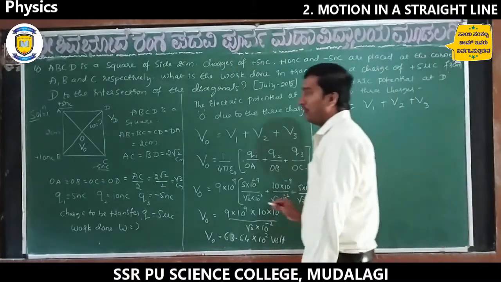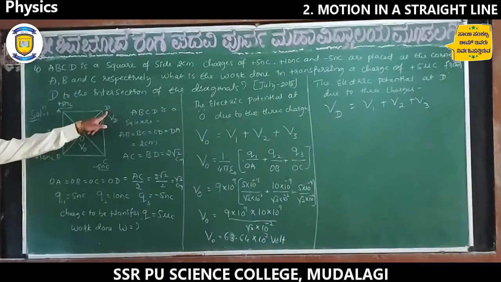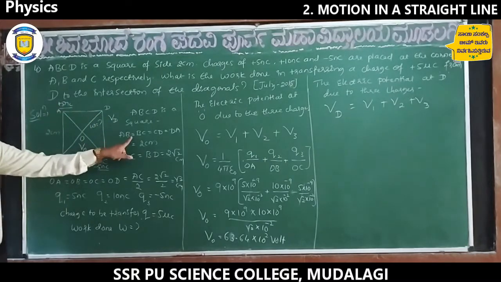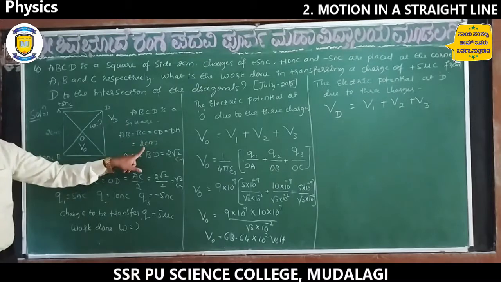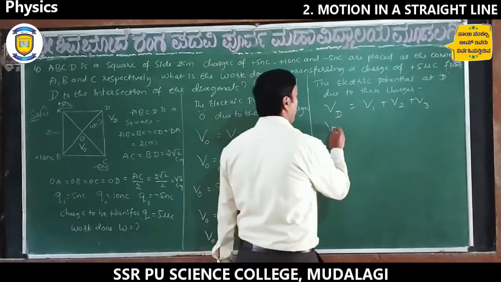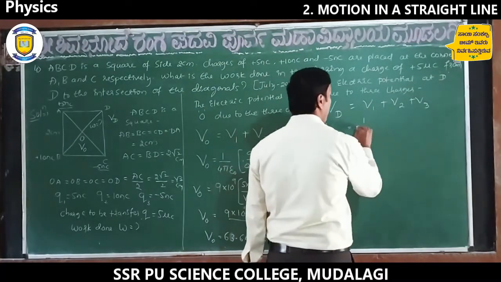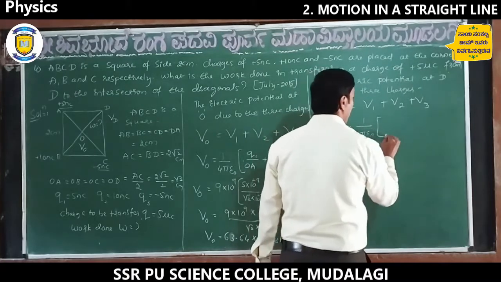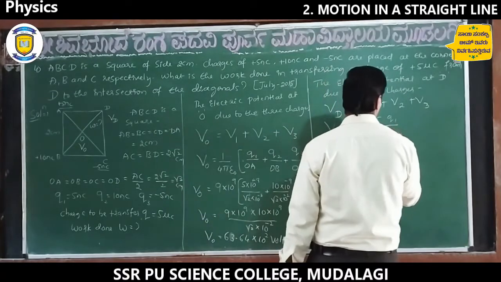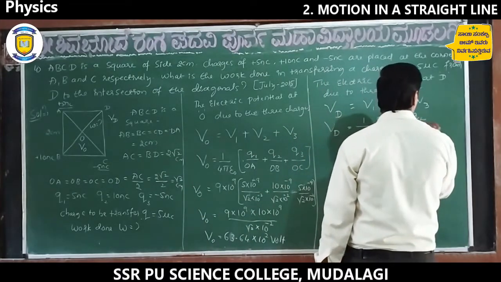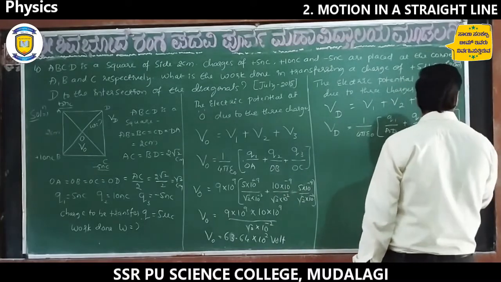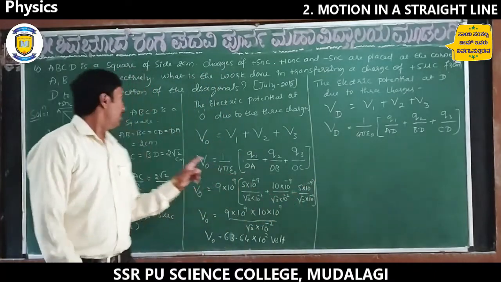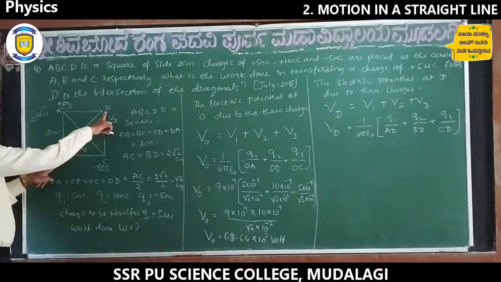Same again. For the D point, the distance to A is AD, which is 2 centimeter; to B it is BD, the diagonal distance; and to C it is DC, 2 centimeter. So again V_D is equal to 1 by 4 pi epsilon naught, common, times Q1 by AD, plus Q2 divided by BD, plus Q3 divided by CD. So 1 by 4 pi epsilon naught times Q1 by AD, Q2 by BD and Q3 by CD.